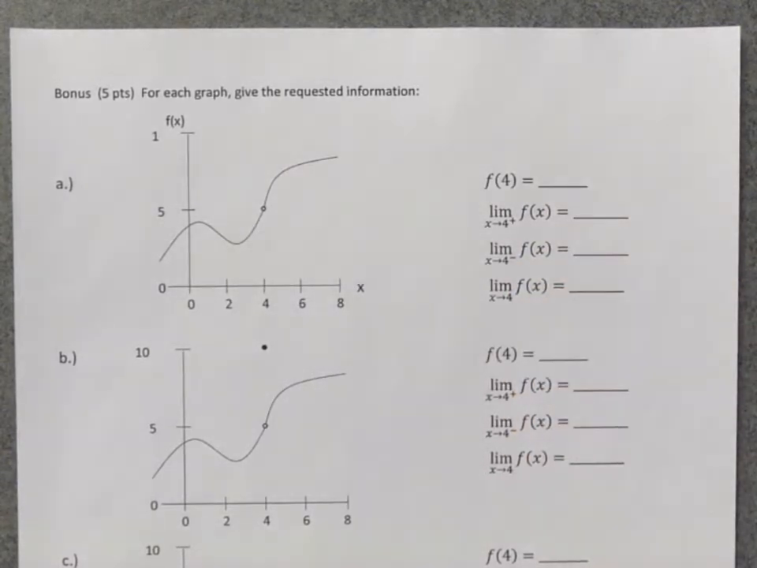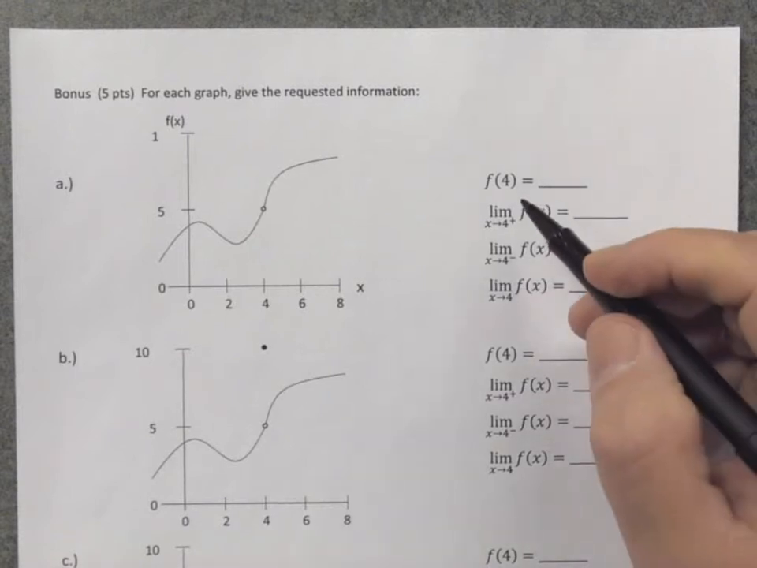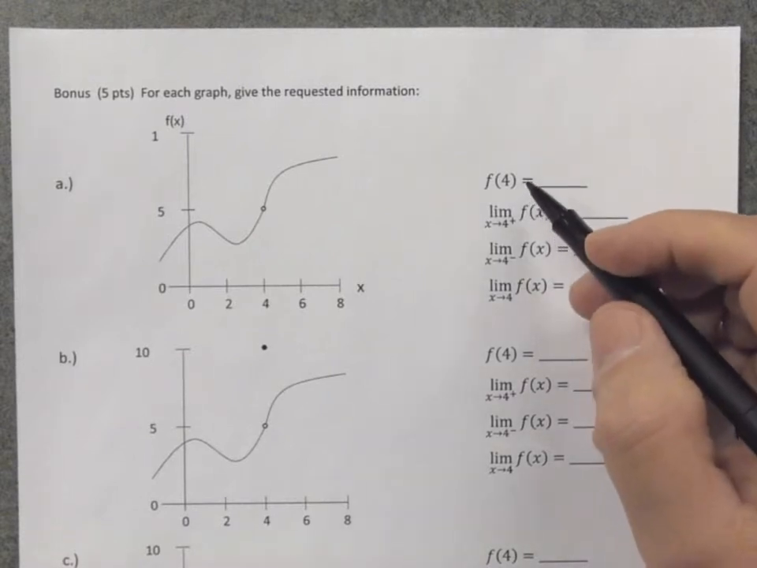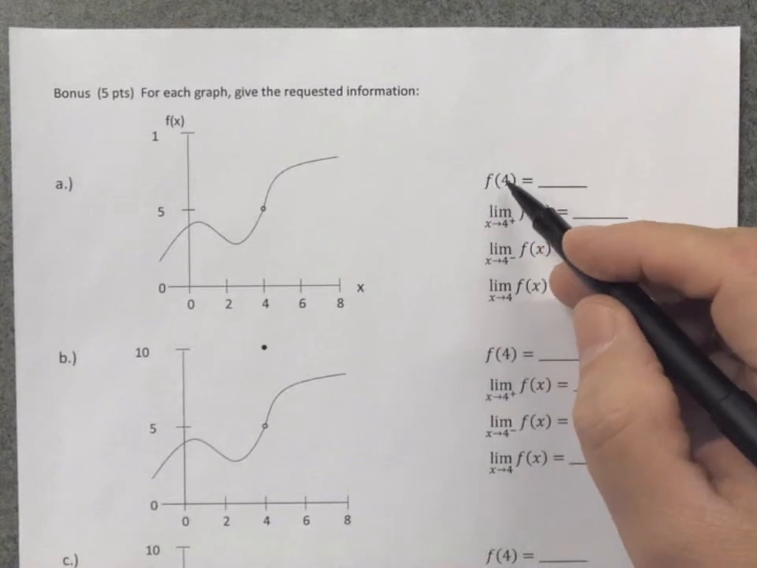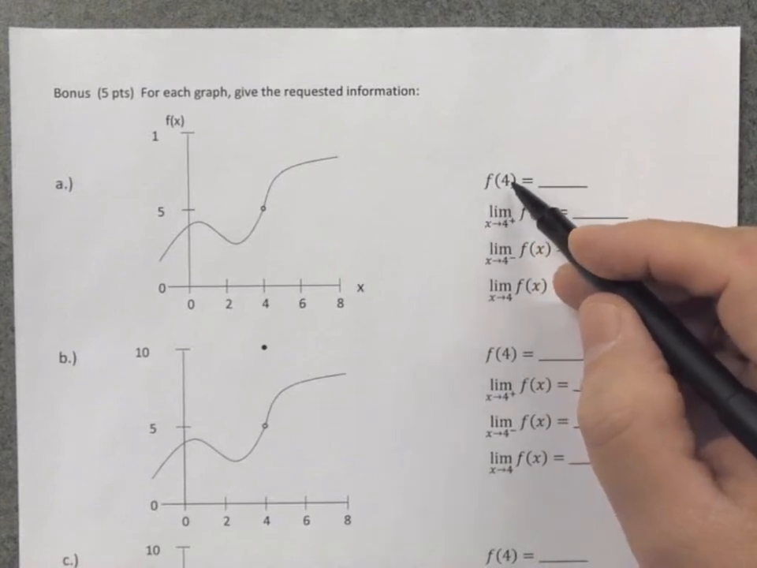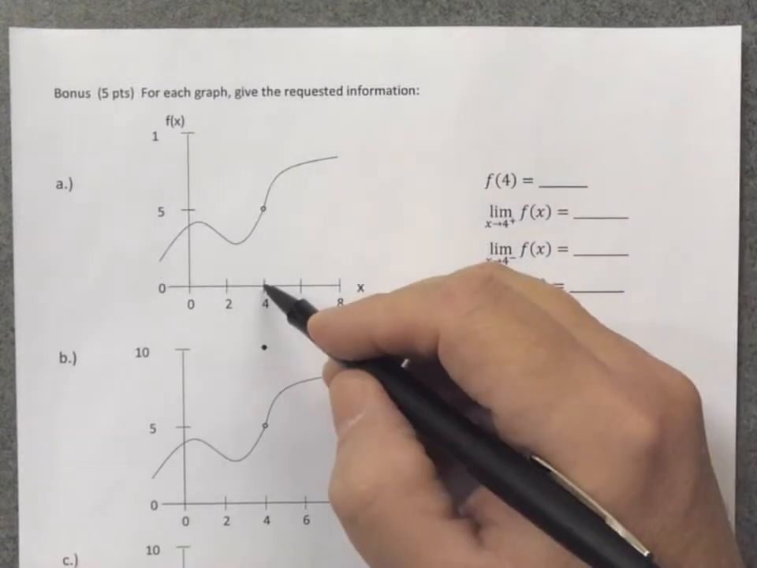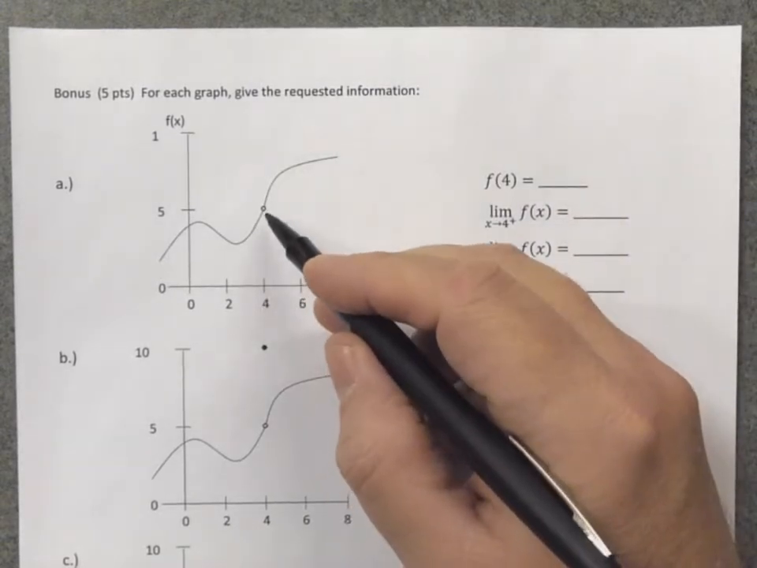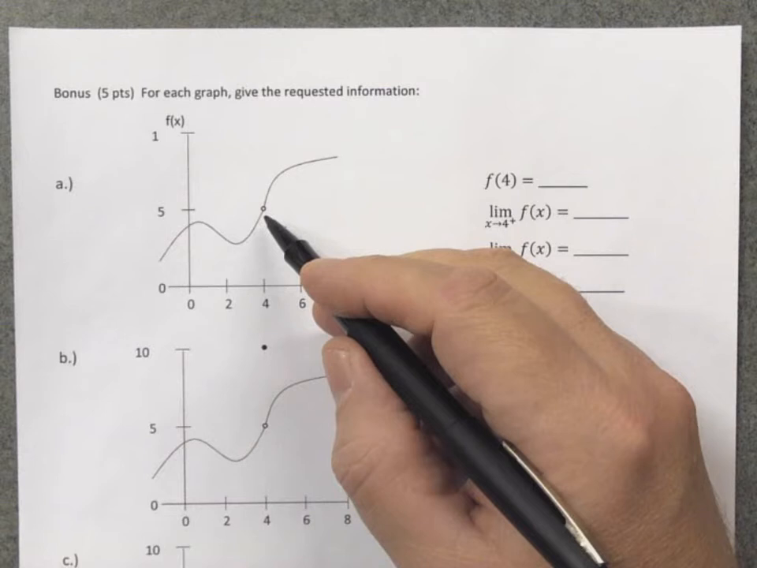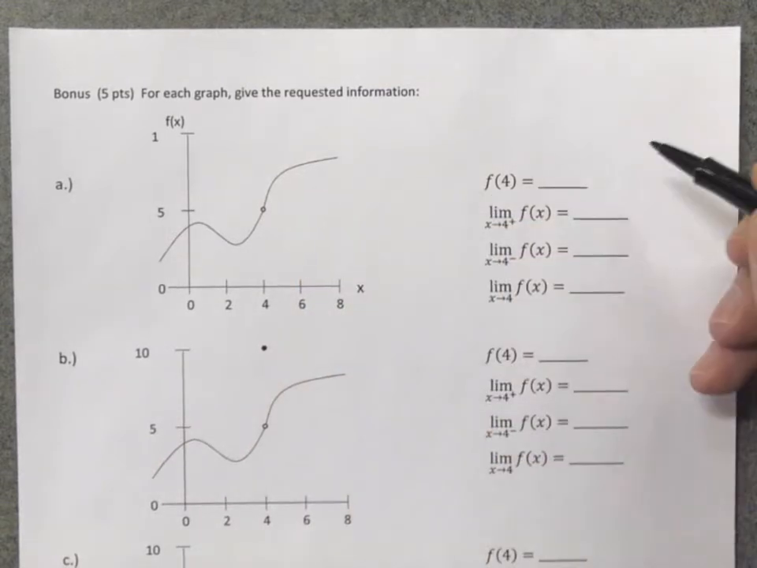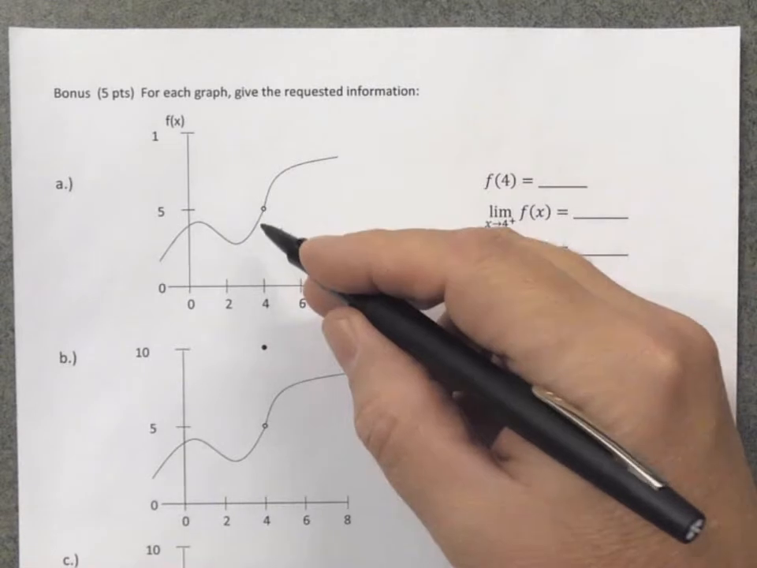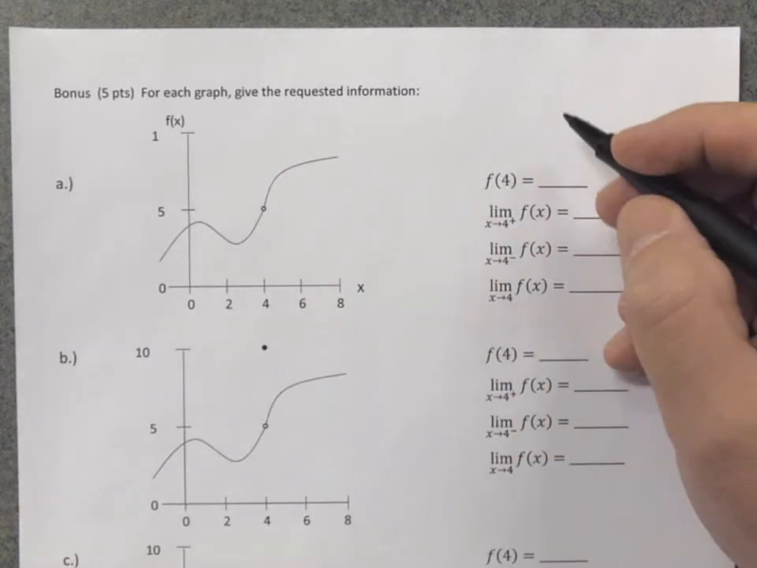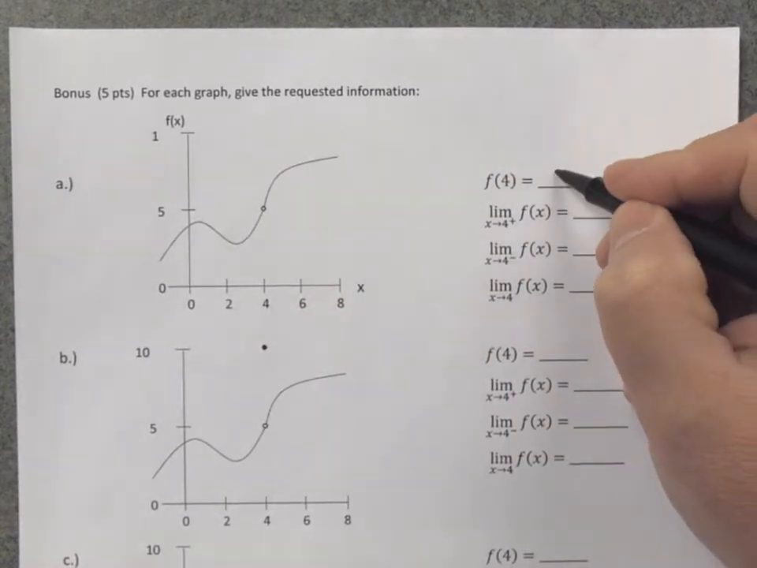So let's see if we can answer these questions. As we're doing this, hopefully you can, in your own mind, think what the answer would be. This first one says, what is f of 4? What's the function when x equals 4? Well, x equals 4 is right here. I go to my graph. What do I find? It's a hole. In other words, this graph does not exist when x equals 4.